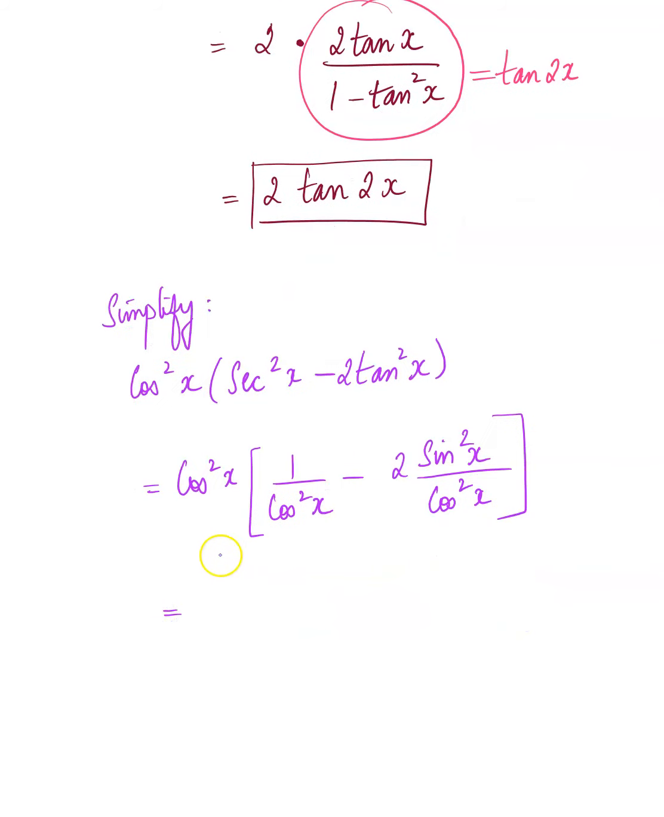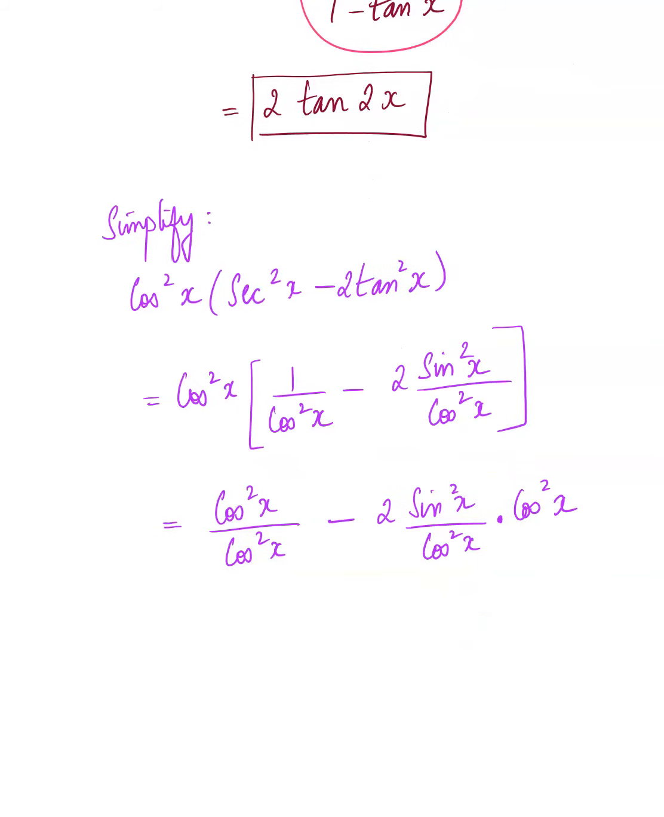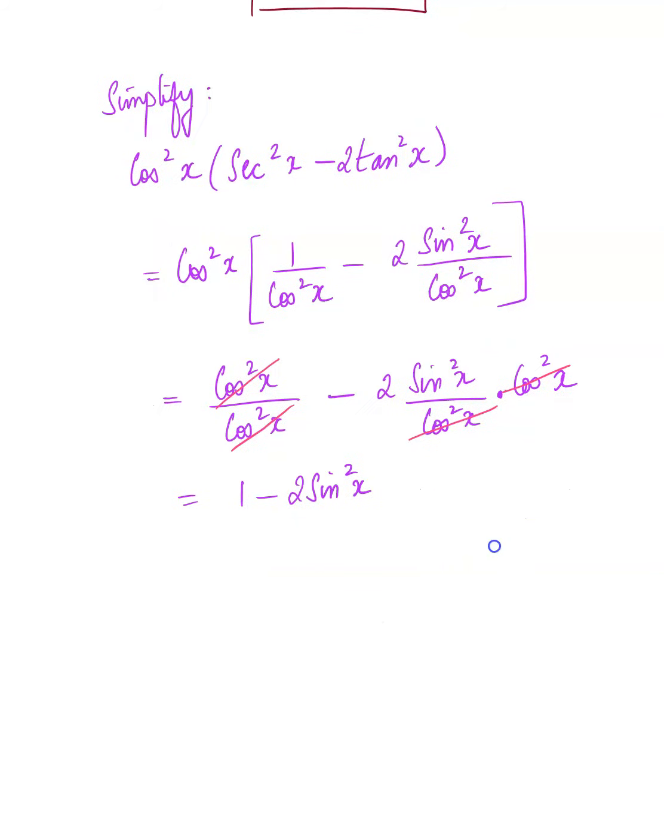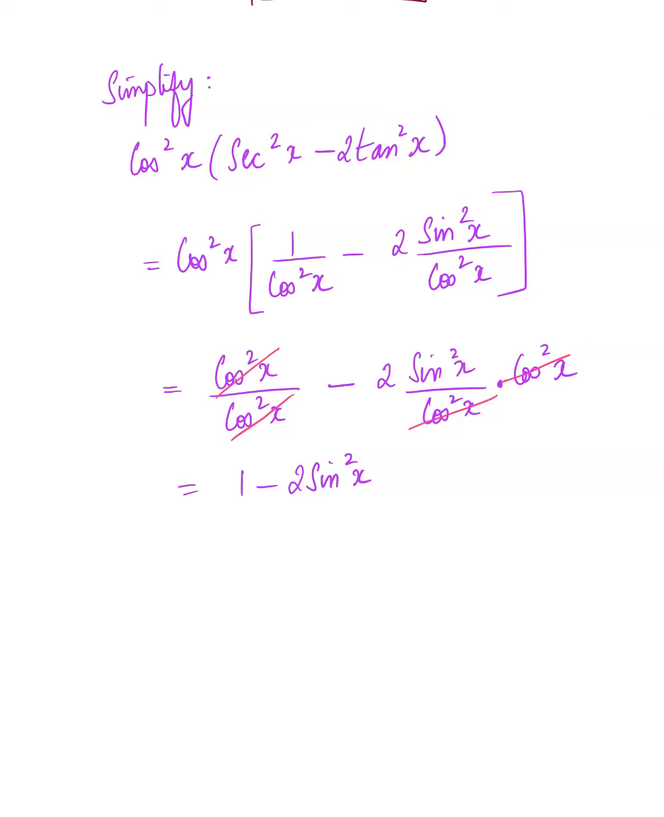If you distribute, you get cosine squared x over cosine squared x minus 2 sine squared x over cosine squared x times this cosine squared that got distributed. And you will see that these go away, this goes away. That looks really nice. So we have 1 minus 2 sine squared x. But if you go back to our double angle for cosine, 1 minus 2 sine squared x is nothing but cosine 2x. And thus you have simplified it, but the resulting answer has a double angle.